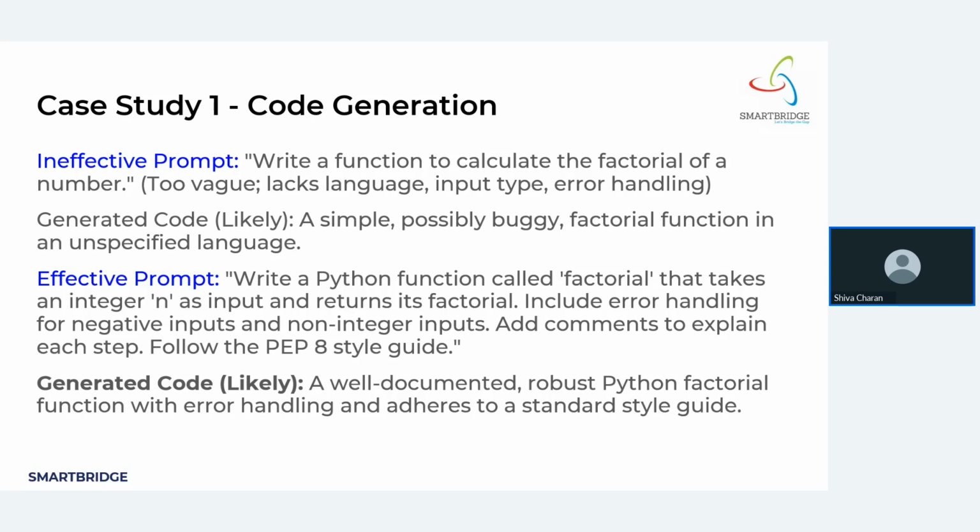So it will generate a simple and possibly buggy factorial function in an unspecified language. Correct, I didn't mention the language in the first prompt. I just told it to write a function to calculate the factorial of a number. So now it will write the function in different languages: Java, Python, C, C++.